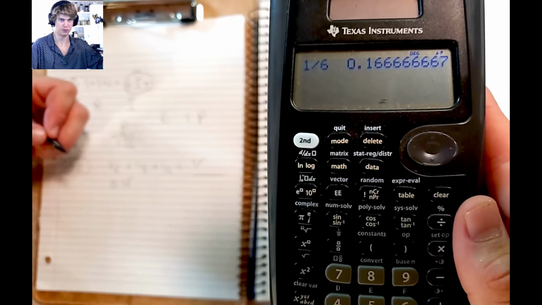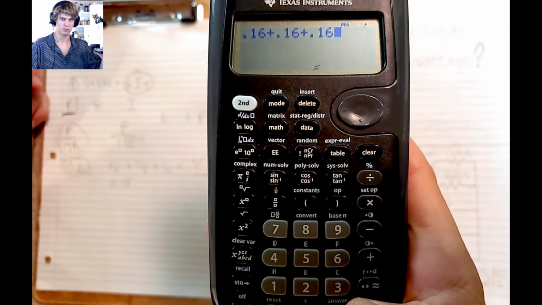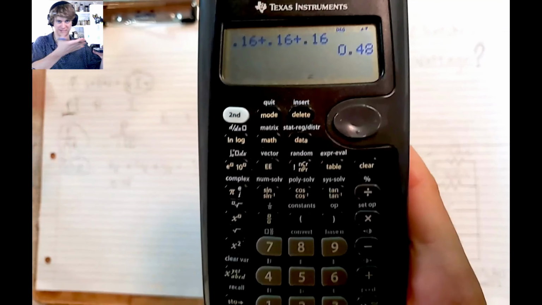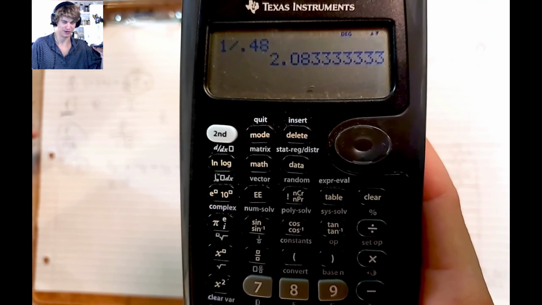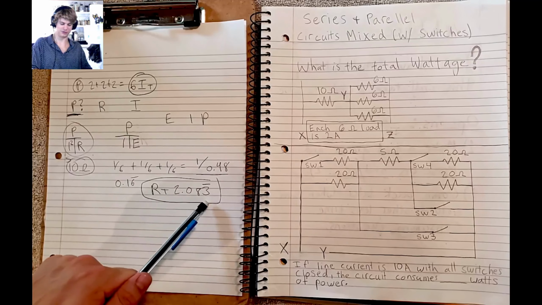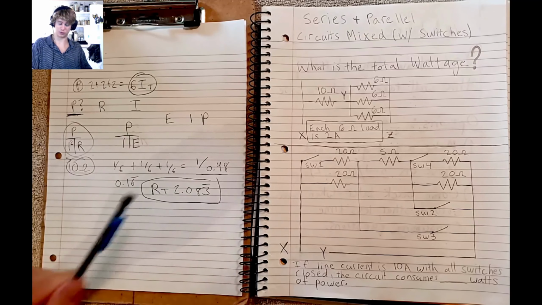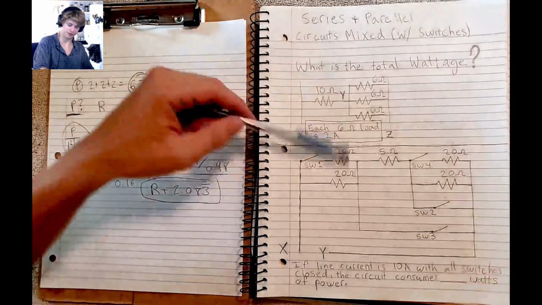1 over 6, we get 0.16 repeating. 0.16 plus 0.16 plus 0.16, again, we have 0.48. So now we do 1 over 0.48, and we get 2.083, and that 3 is repeating. That is our R total, and that's just for the parallel section, though.